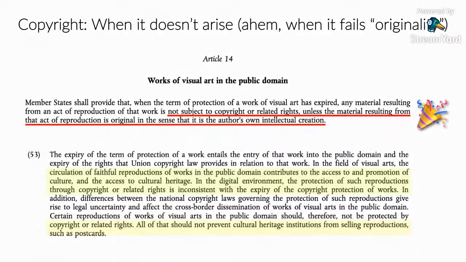But one huge development in this area is Article 14 of the new EU Copyright in the Digital Single Market Directive. It states that for works of visual art in the public domain, any material resulting from an act of reproduction of that work is not subject to a copyright or related rights unless the material resulting from that act of reproduction is original in the sense that it's the author's own intellectual creation. Now, this will apply to everyone in the EU, so not only heritage institutions, but it is intended to ensure that no new rights arise in reproduction media in order to put everyone on equal footing when it comes to accessing and reusing the public domain.